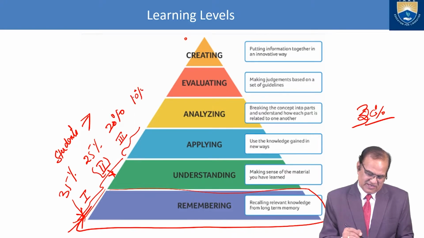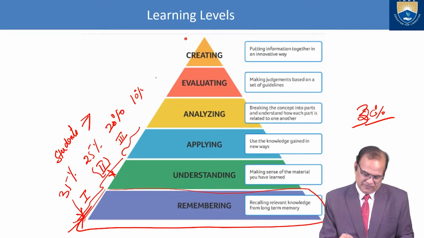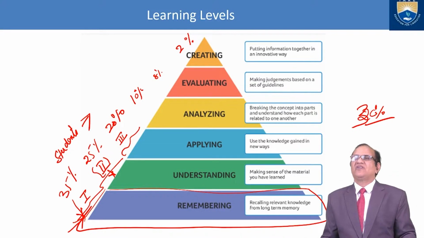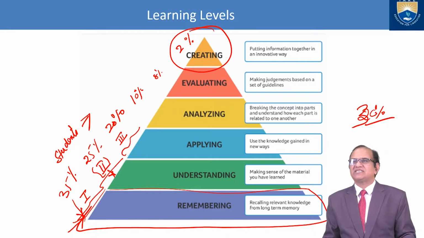then you have 8% and here you have 2%. Okay, so like this you can divide the level of knowledge. So here you have only 2% of the students in this level.